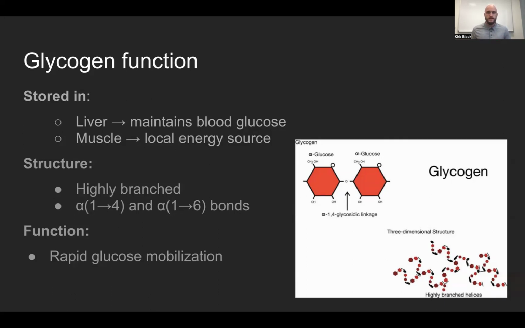Now, the structure, as I mentioned, is very abundant in alpha 1-6 bonds, but it does have alpha 1-4 bonds present. And like I said, it is used for rapid glucose mobilization.